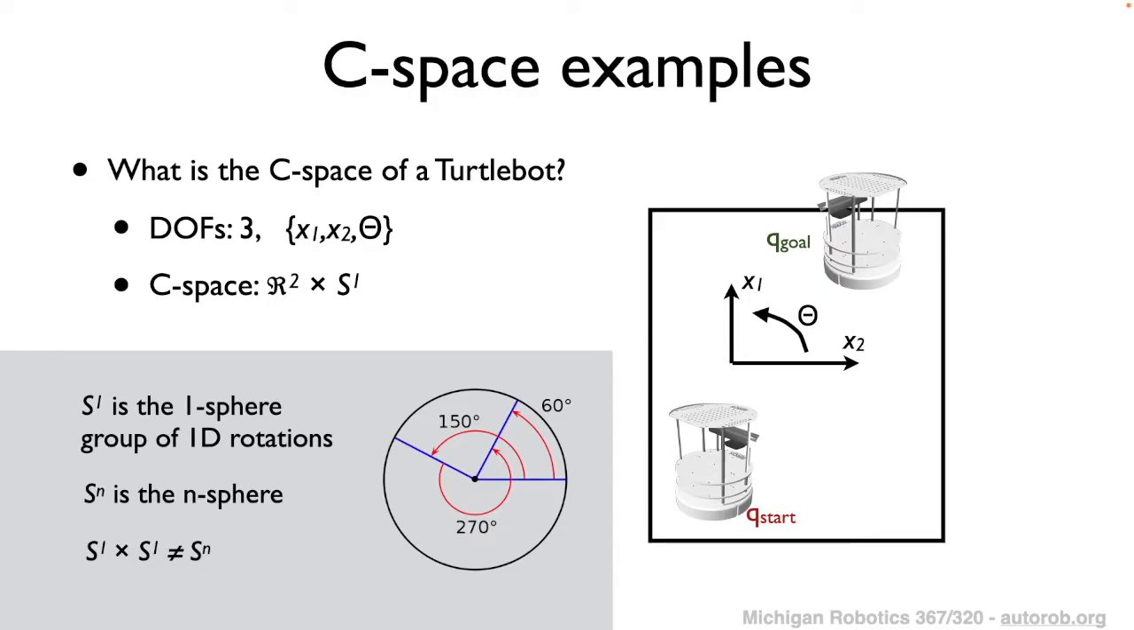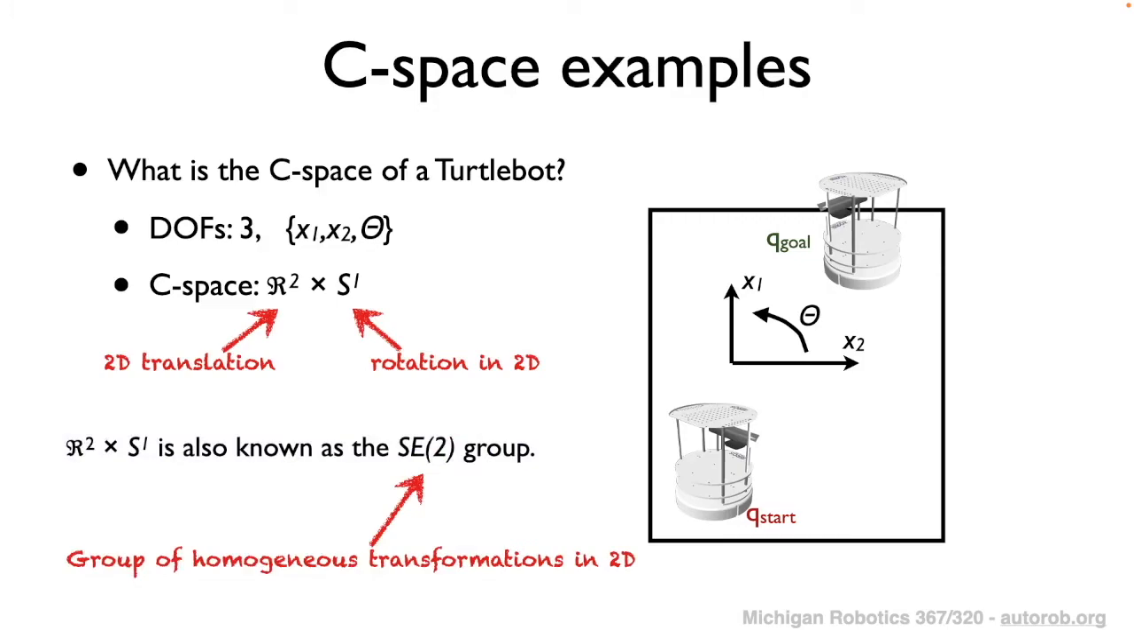That hints at another important concept within these algebraic groups in the way that we're using them, which is that they correspond to transformations. The group R2 corresponds to 2D translations, whereas the group S1 corresponds to rotations in 2 dimensions.